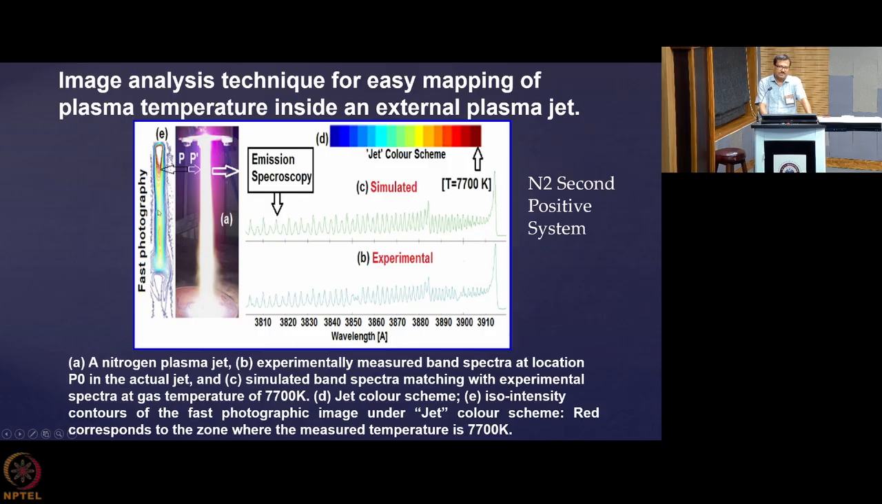You are seeing that is also not constant. For example, you see that here the color is more towards red and here it is yellowish. So the temperature at this zone is less than the temperature in this zone.